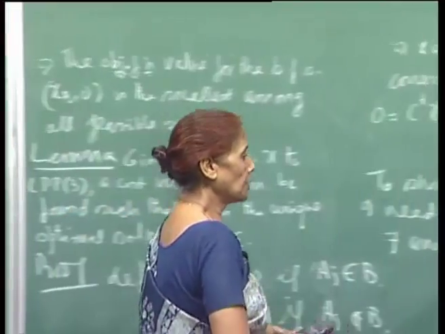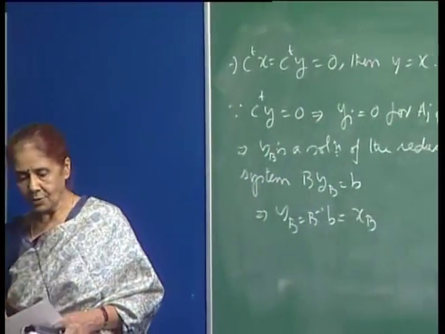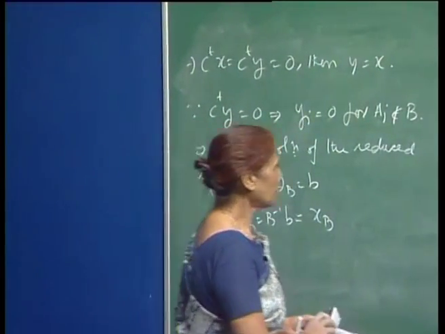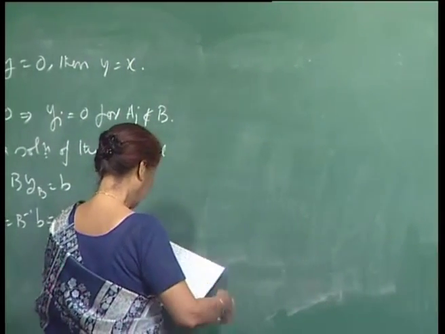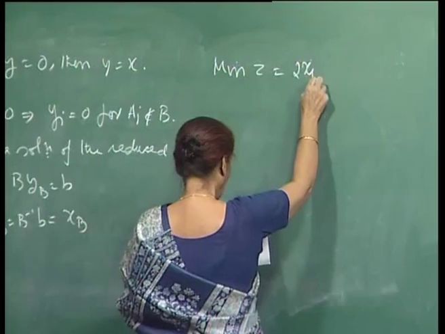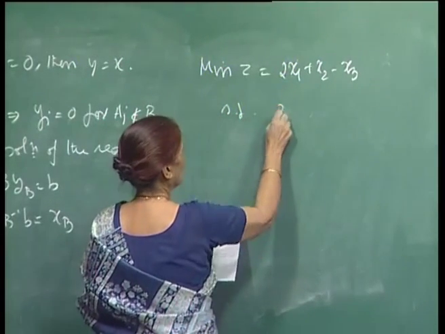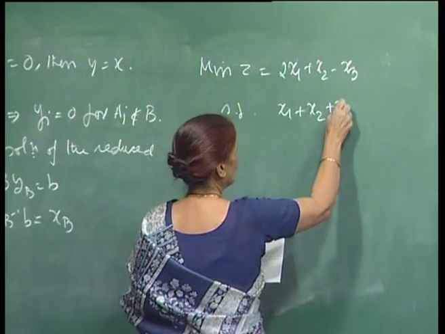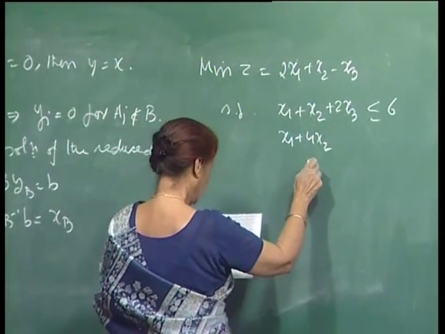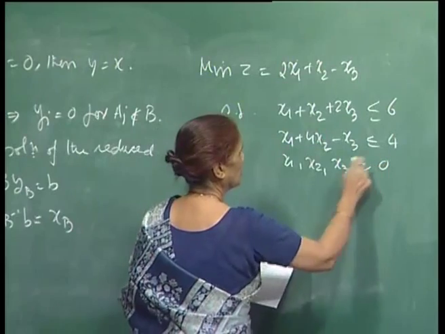Okay, fine. After all this theory, let me just now take up an example and I will try to illustrate all these things, that means moving from one basic feasible solution to another, improving the value of the objective function, and demonstrating the optimality criteria. So, I write the example here. This is the LPP, minimize z equal to 2x1 plus x2 minus x3 subject to x1 plus x2 plus 2x3 less than or equal to 6, x1 plus 4x2 minus x3 less than or equal to 4, x1, x2, x3 greater than or equal to 0.